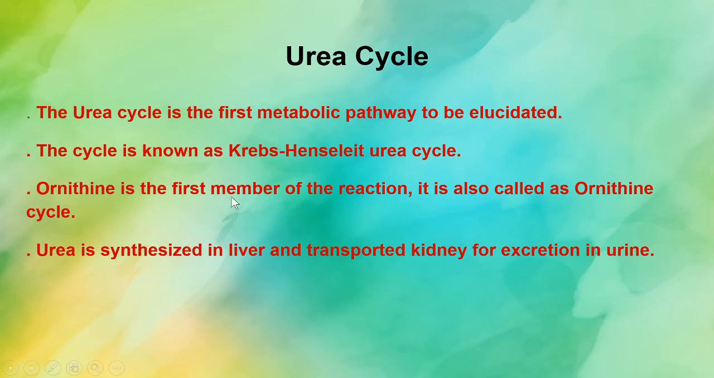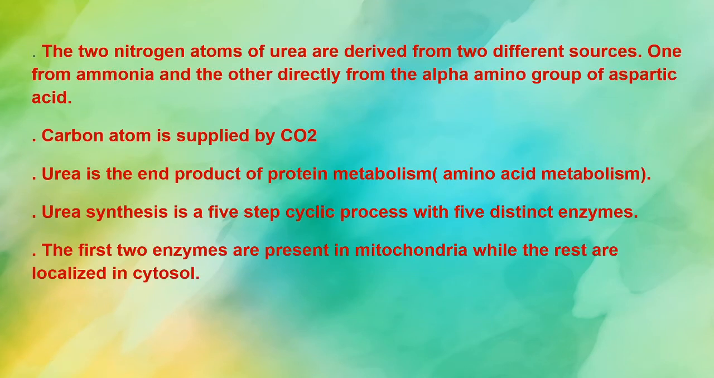Ornithine is the first member of the reactions. It is also called the ornithine cycle. Why? Because ornithine is the first member of these reactions. Urea is synthesized in the liver. What is the site of the urea cycle? That is the liver, and urea is transported to the kidney for excretion in urine.